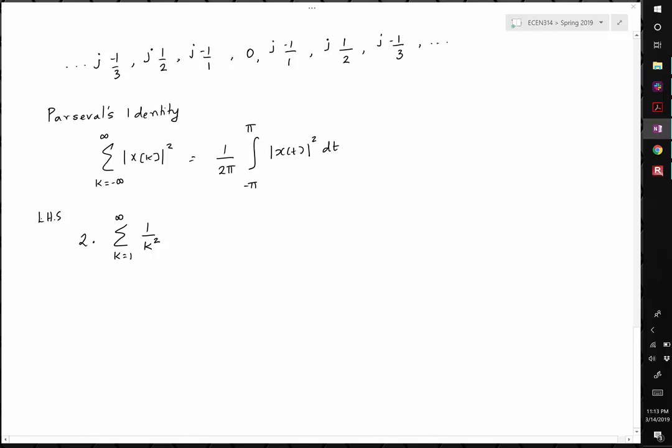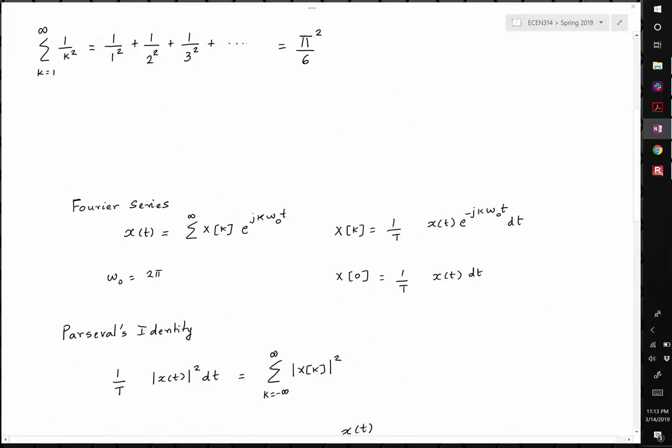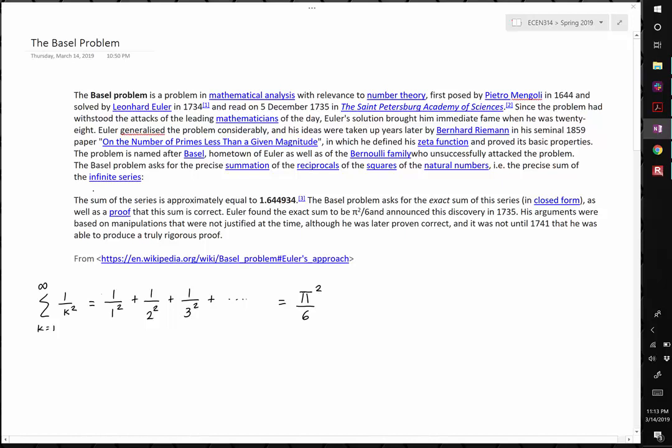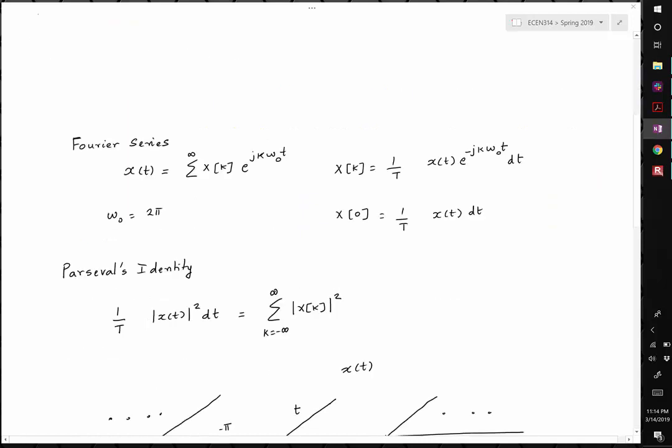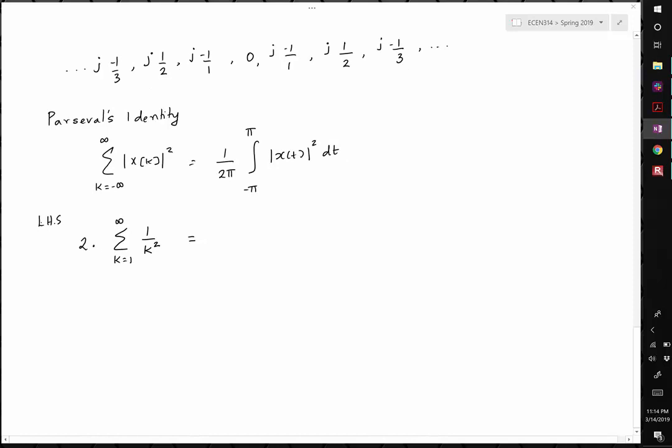Does this look familiar? Well, it should, because this is exactly 2 times what we are trying to compute, just right here. I'll give you a minute to think about this. And now let's go back here. What is our x of t? Well, our x of t is equal to t.